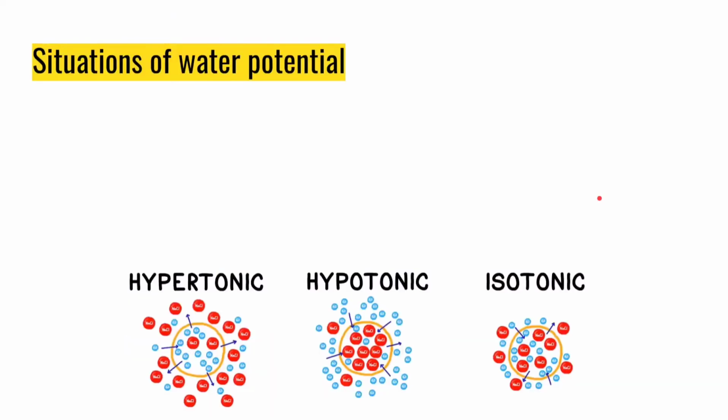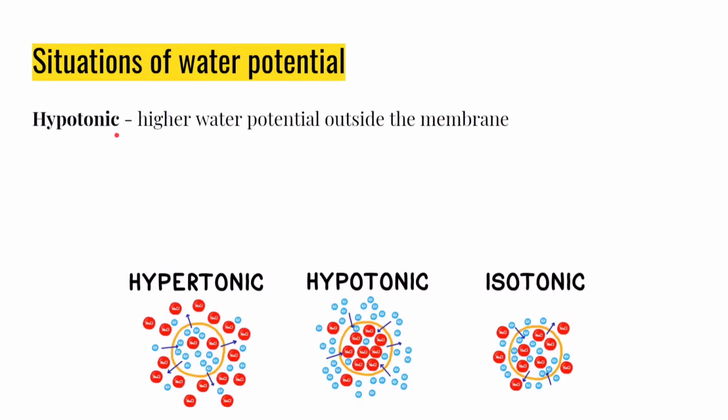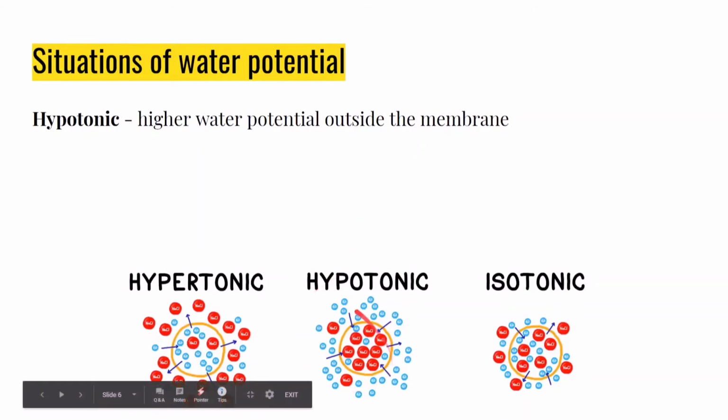So now the situations of water potential. There are three possible situations, as you can see here. The first, hypotonic. And hypotonic is when there's a higher water potential outside the membrane, as you can see here. So there's more water molecules outside of the membrane than inside.